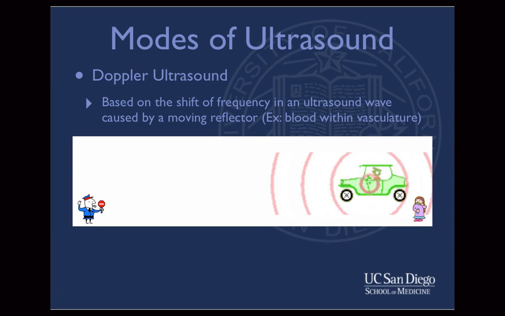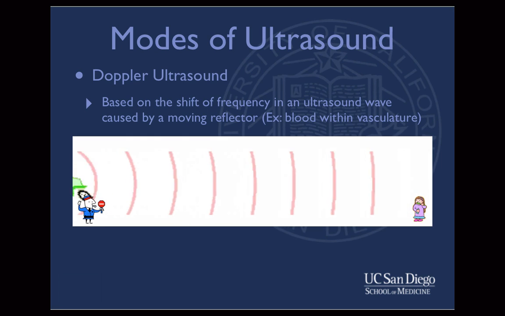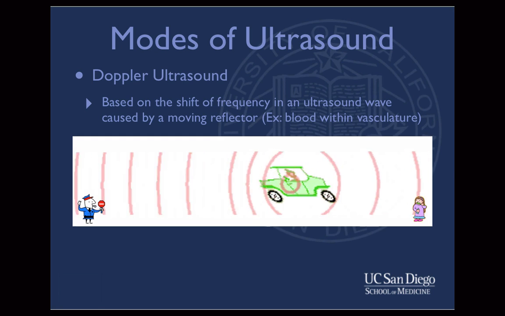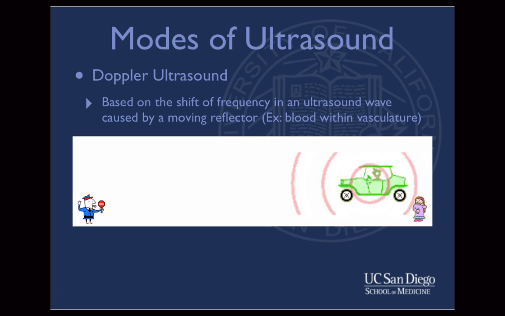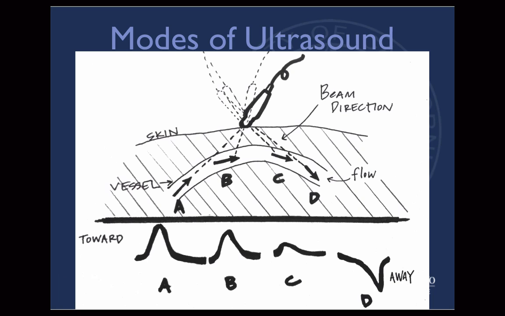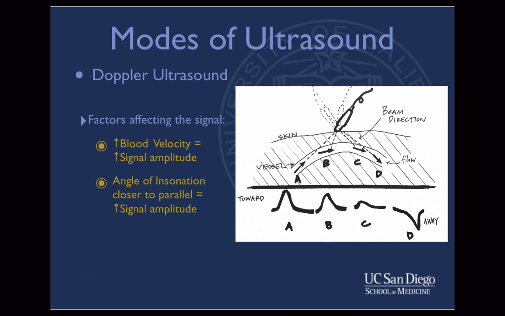Doppler ultrasound is based on the Doppler effect, which refers to a shift of frequency in the ultrasound wave caused by a moving reflector. As illustrated earlier in this lecture, sound is high-pitched or high-frequency as the car approaches an observer, and sound is low-pitched as the car leaves the observer. When scanning in Doppler mode, several factors can affect the amplitude of the signal received by the transducer. The picture on this slide illustrates a blood vessel being scanned in Doppler mode. As the velocity of the blood flow increases, a larger amplitude signal will be received.